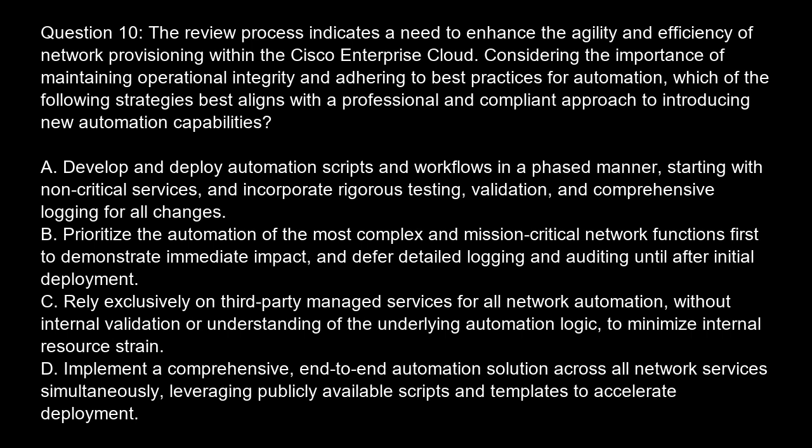Option B. Prioritize the automation of the most complex and mission-critical network functions first to demonstrate immediate impact, and defer detailed logging and auditing until after initial deployment. Option C. Rely exclusively on third-party managed services for all network automation, without internal validation or understanding of the underlying automation logic, to minimize internal resource strain. Option D. Implement a comprehensive end-to-end automation solution across all network services simultaneously, leveraging publicly available scripts and templates to accelerate deployment.